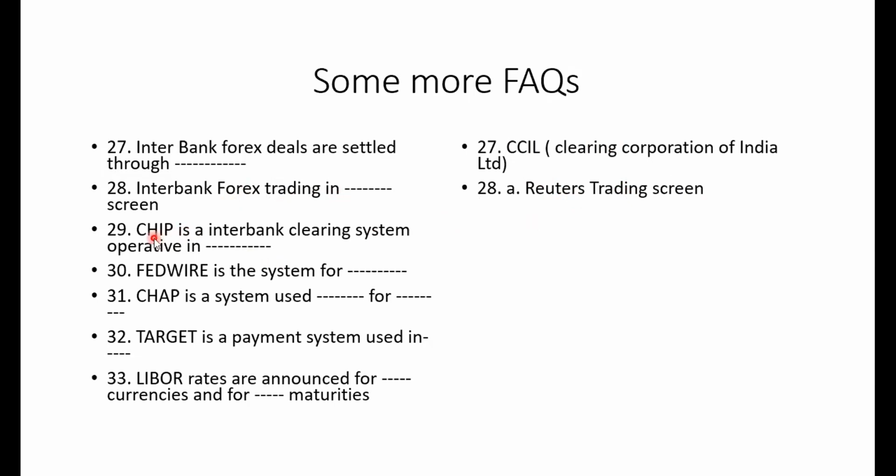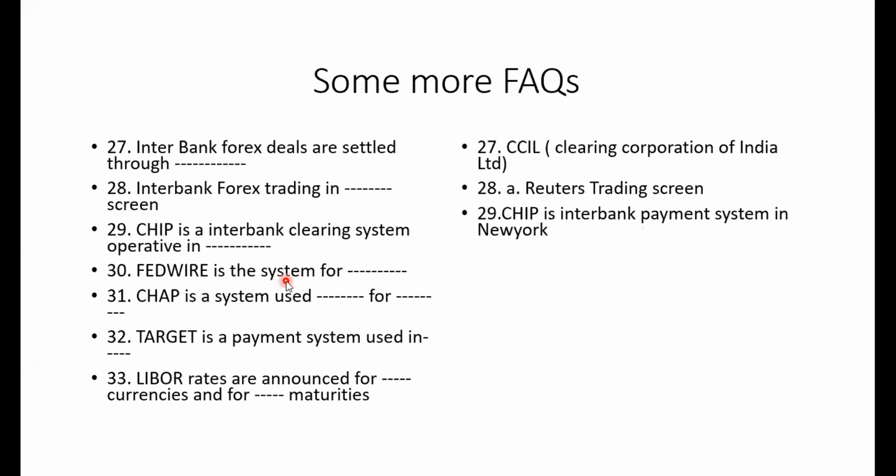A question very often asked is CHIP. What is the expansion? Clearing House Interbank Payments system. CHIP is an interbank clearing system in the United States, in New York. CHIP is New York. Fedwire is for the entire United States. Only for New York, for bank-to-bank payment, they've got a separate system called CHIP. So they will give options, remember, it is only for New York.